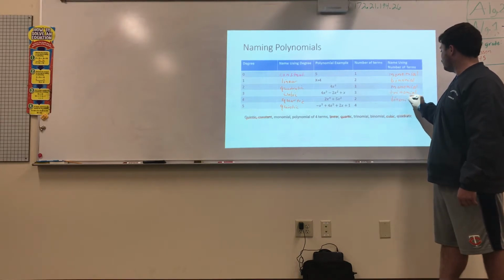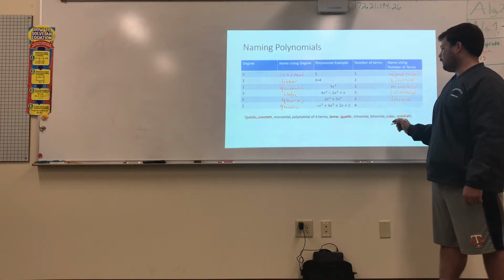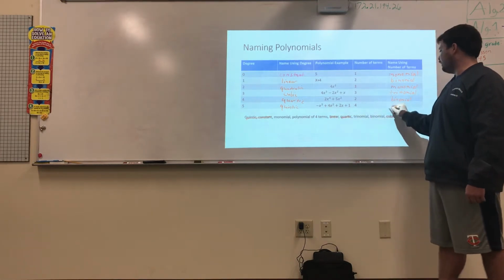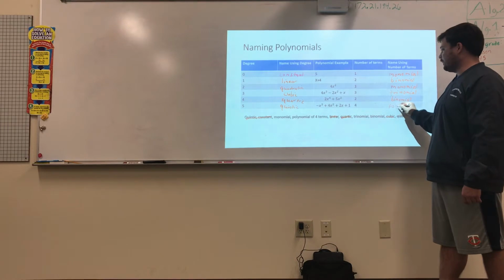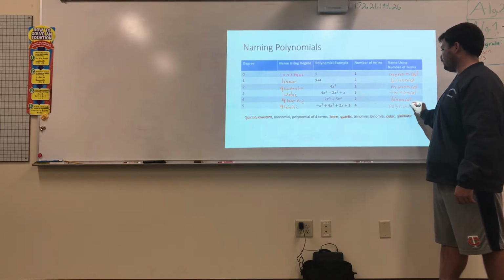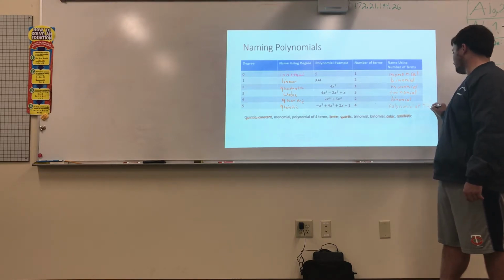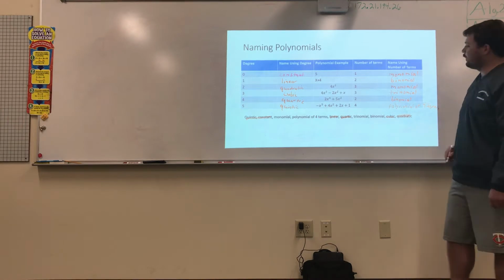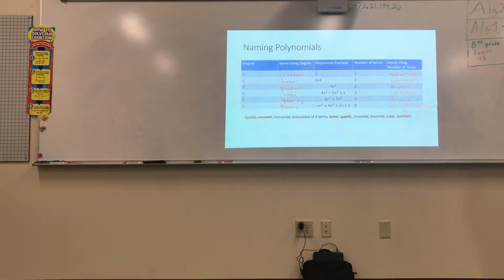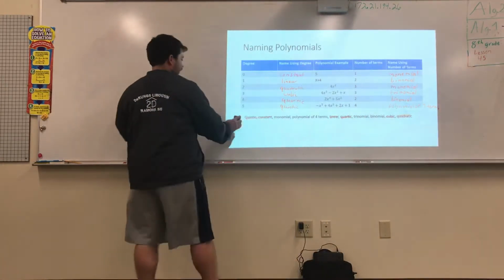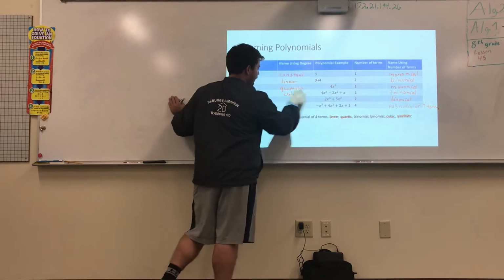Alright, and then you're going to have 4 terms here. Anything that's over 3, they're probably going to call it a polynomial of, in this case, 4 terms. If it's larger, it would be the number of terms. Okay? That chart is going to be very helpful to you at times. Okay? Definitely on your homework.